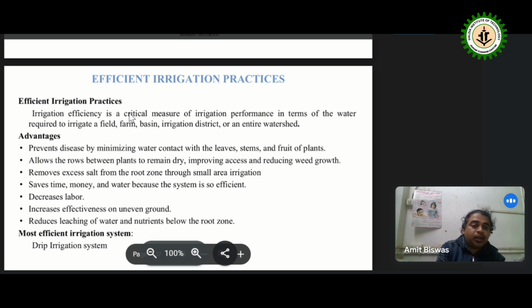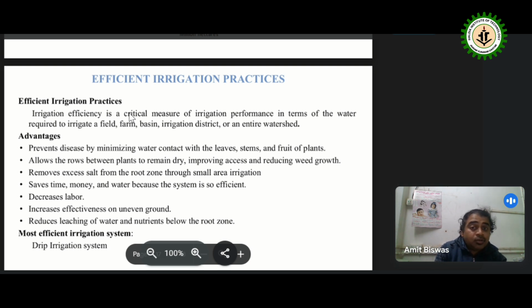For rice cultivation, one kind of irrigation practice is followed. For vegetable cultivation, for jute cultivation, the irrigation practices are not the same for all kinds of agricultural crops. So among them, efficient irrigation practices are utmost important. So what is irrigation efficiency first? Irrigation efficiency is a critical measure of irrigation performance in terms of the water required to irrigate a field, farm, basin, irrigation district, or an entire watershed.